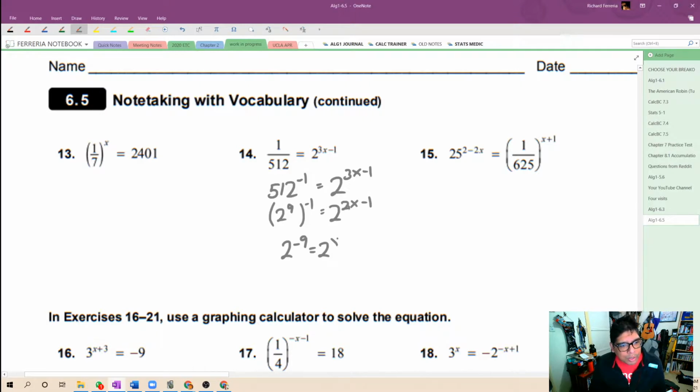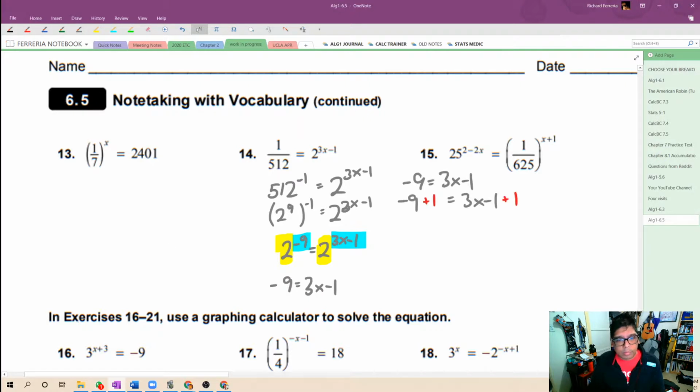All right, this somehow changed from a 2x to a 3x, or from a 3x to a 2x, to the 3x minus 1 power. Same base, equal powers. Just do your algebra from here. So x equals -8/3.